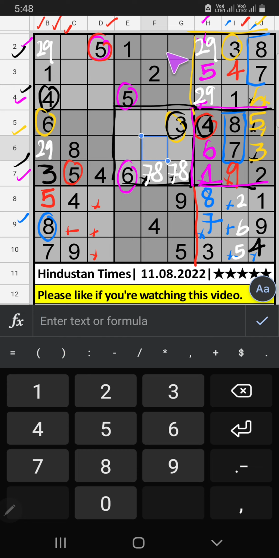Second row, 3 numbers are remaining: 4, 6, 7. Column C, column D, column F, we have 4. So 4 can't come in these cells. Then 4 is confirmed here. Then only 2 numbers are remaining: 6 and 7. It will come in another 2 cells. We will confirm later.